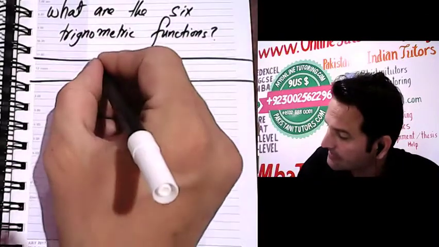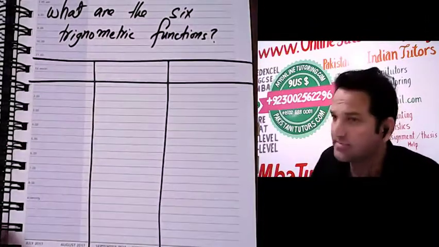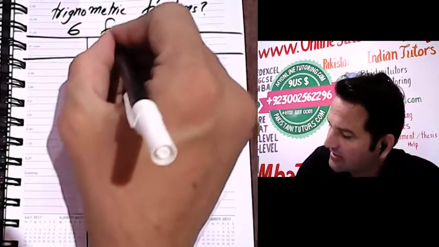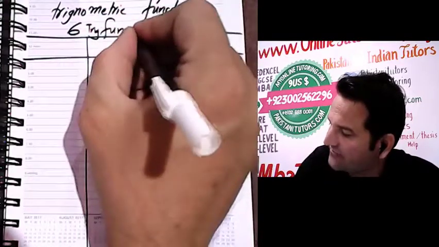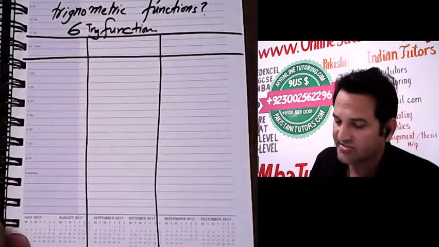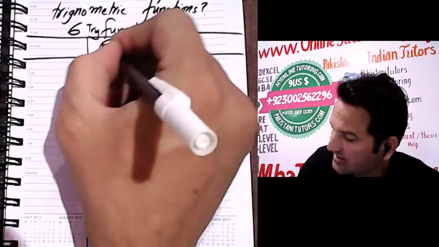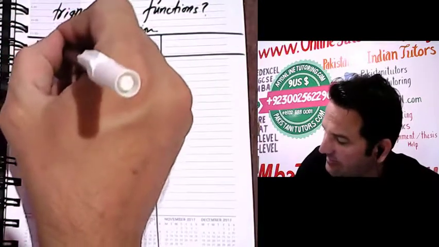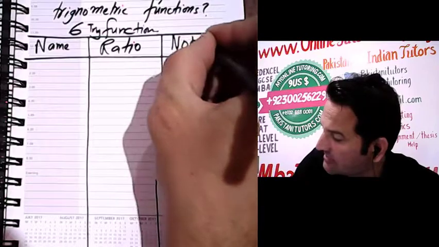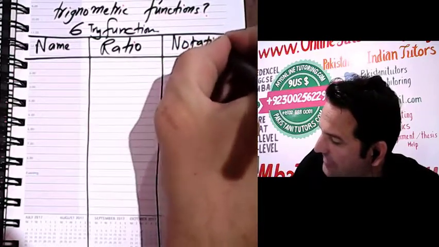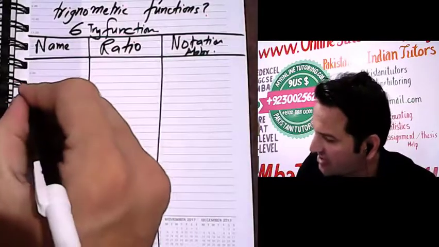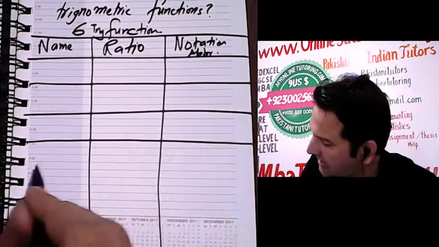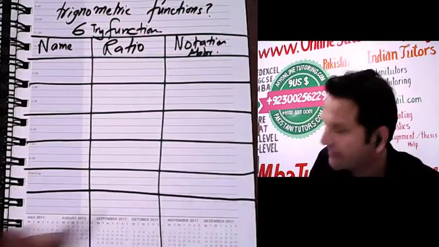Let me draw the 3 columns. This is the 6 trigonometric functions. Here I am writing the ratio or the formula, the name, and the notation or abbreviation. This is 1, 2, 3, 4, 5 and 6.